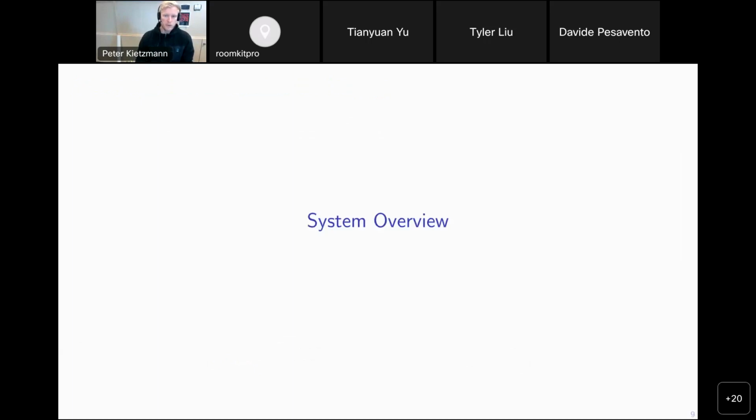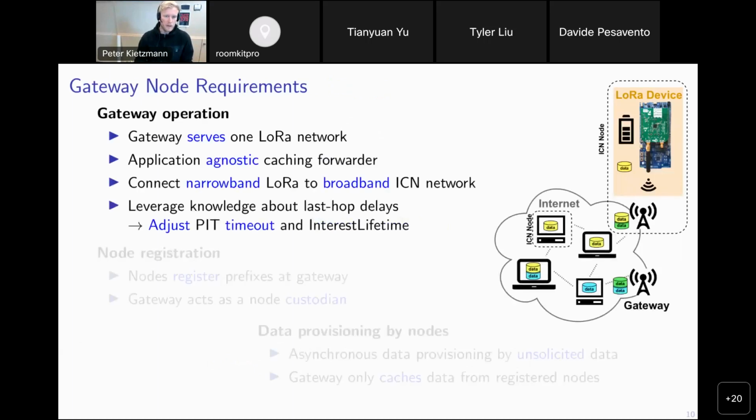Now, in the following, I will introduce our LoRa gateway behavior and the two delay-tolerant ICN mechanisms that I have mentioned before. A gateway serves one wireless LoRa network and acts as an application-agnostic caching forwarder that connects the narrowband LoRa network to the internet. It follows regular ICN behavior in the upstream direction, and in the downstream direction, it leverages knowledge about the widest last hop and adjusts timeout values accordingly.